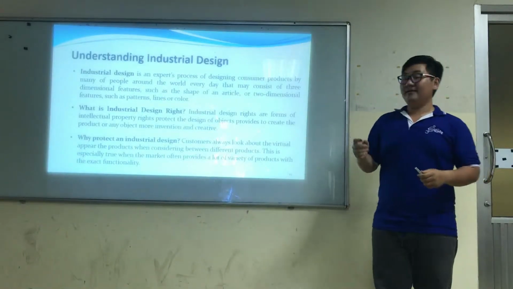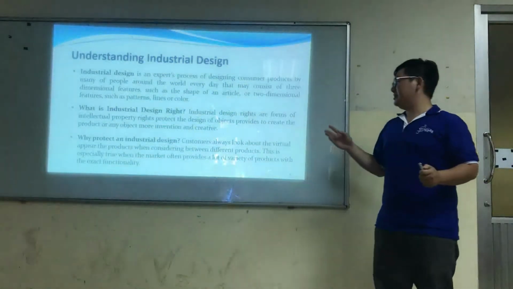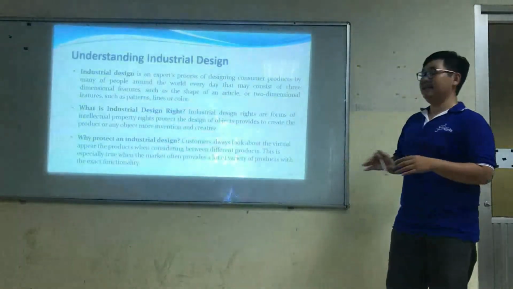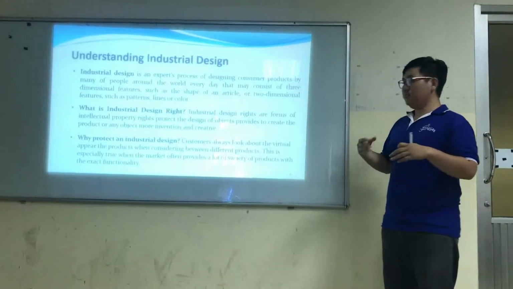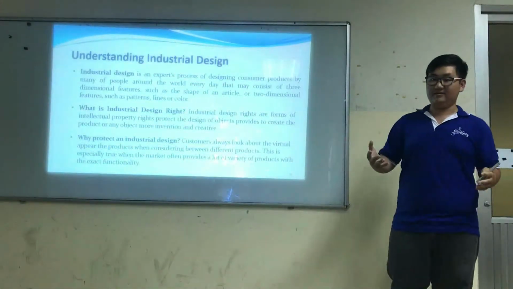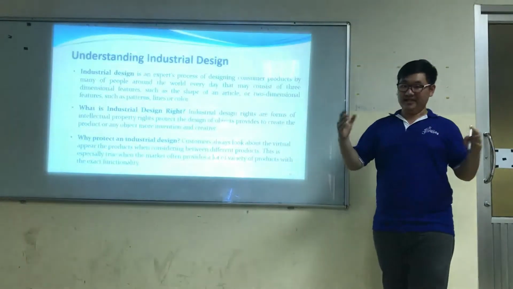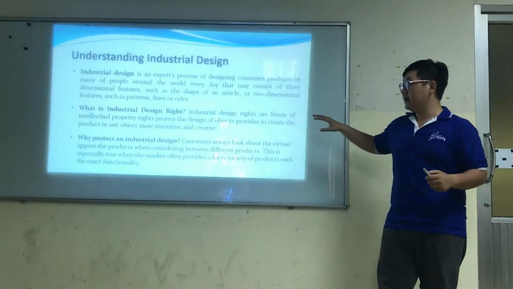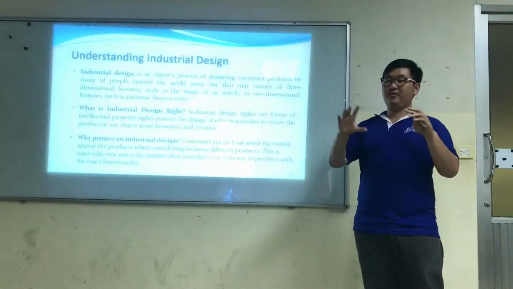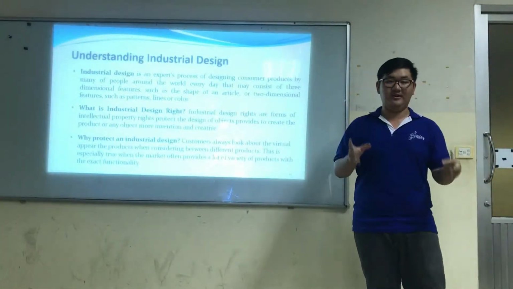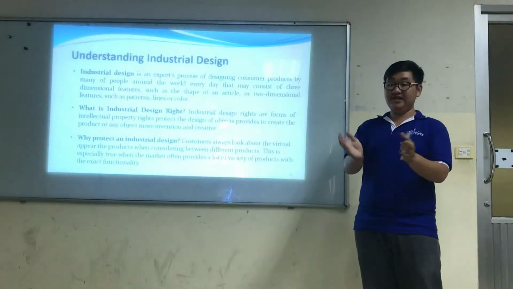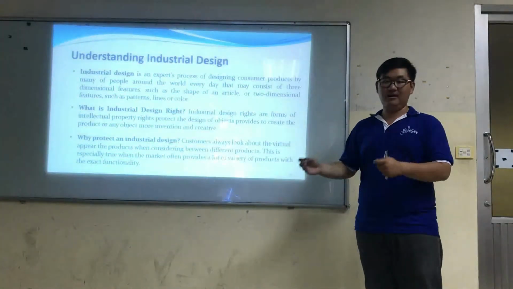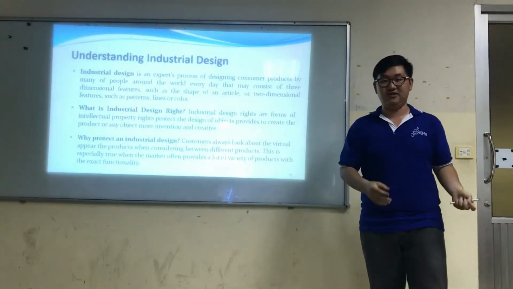So what is industrial design right? Industrial design right is a form of intellectual property right to protect the design object provided by the creator of a product or any object, the newly invented creation that is original. The point is that the industrial design right tries to protect the way the product is created, the shaping of the product, and the color and line of the product, something unique and original.